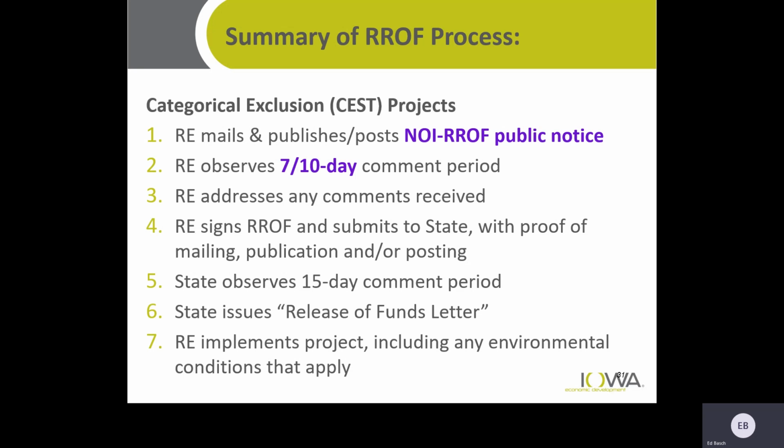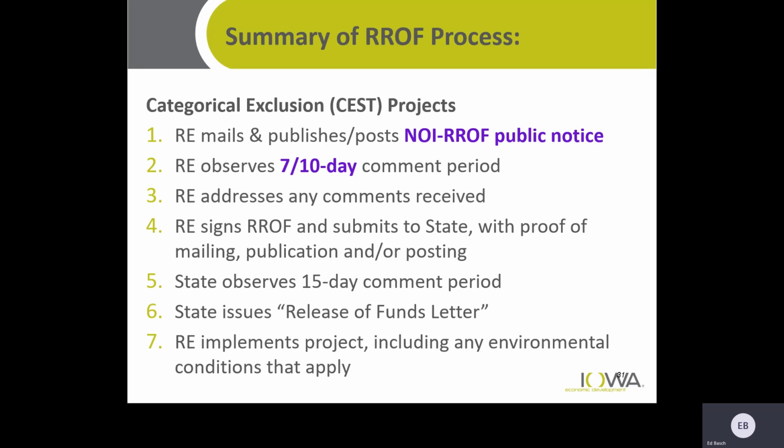So categorical exclusion projects subject to, that's CEST. So the RE mails and publishes or posts the notice of intent to request release of funds. You have a 7 or 10-day comment period. It's 7 if you publish in a newspaper. It's 10 if you're a very small community and you actually post your ordinances and such. The RE addresses any comments that may be received during that period. Then they sign the request for release of funds, submit that, upload it in Iowa Grants, and then also have to send a hard copy to our office, to me at the office. HUD still requires that for some reason.